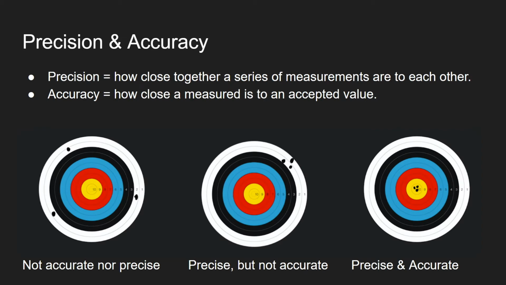Now, precision and accuracy. Precision is how close together a series of measurements are to each other, and accuracy is how close a measurement is to the accepted value. For example, the left one is neither accurate nor precise because the points are far apart. The next is precise but not accurate because the estimates are close together but not near the target. Precise and accurate is at the bullseye with all three.